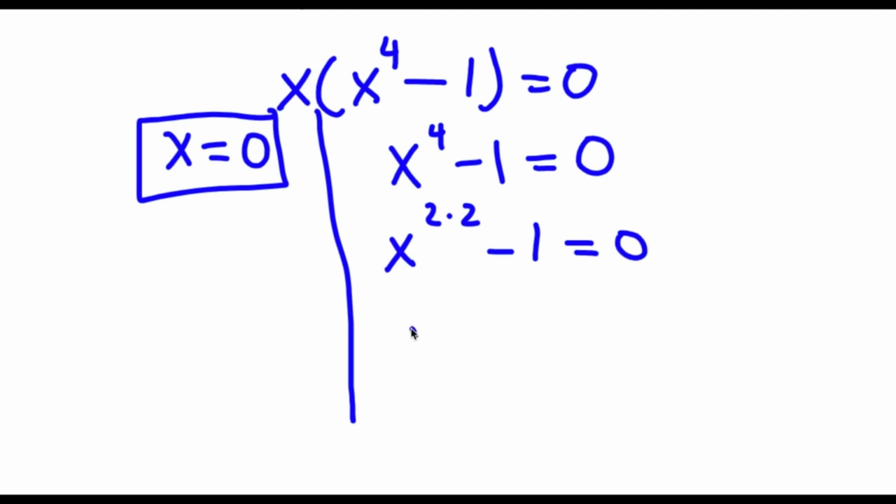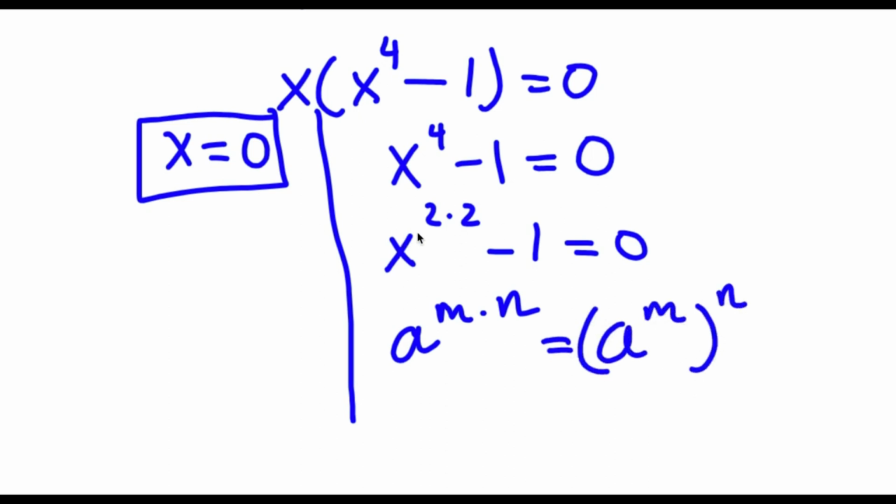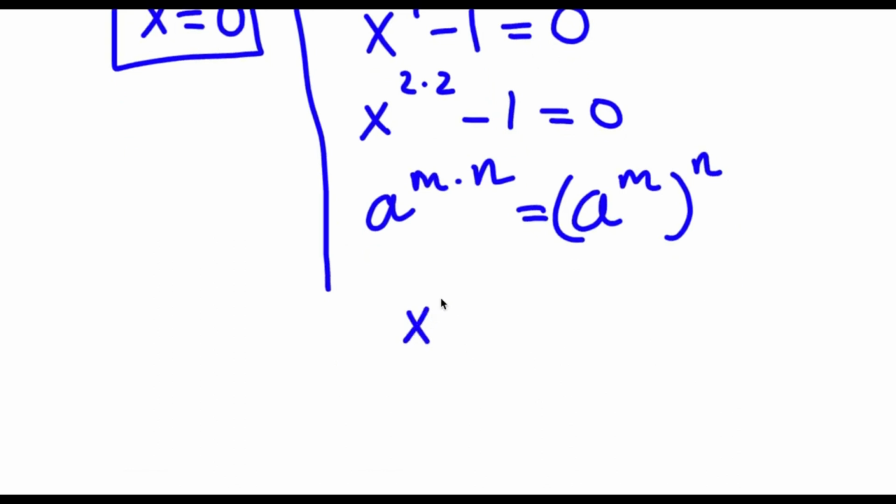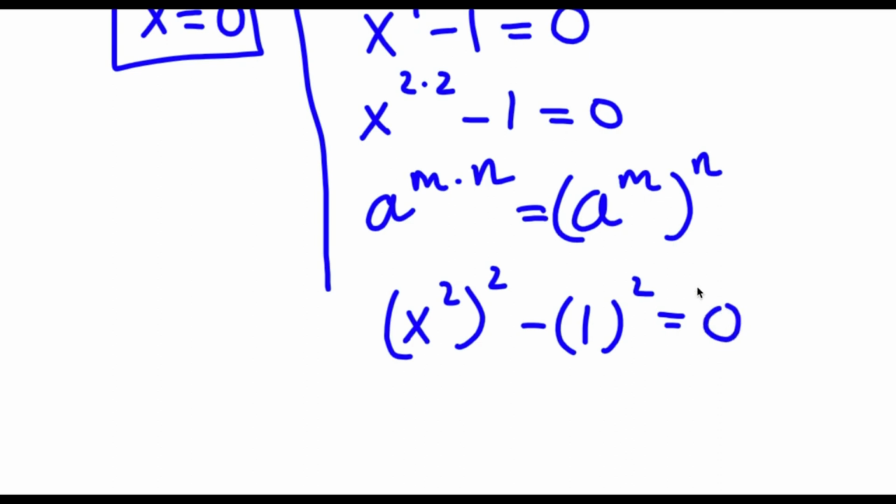Now, if I have something in the form a to the power of m times n, we can write this as a to the power of m to the power of n. So x to the power of 2 times 2 is going to be x to the power of 2 to the power of 2. And 1 is the same thing as 1 squared. So I have minus 1 squared is equal to 0.